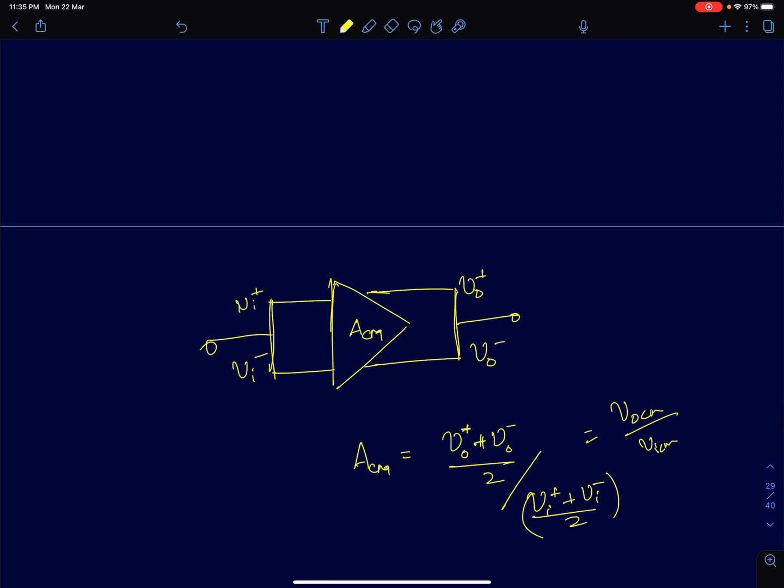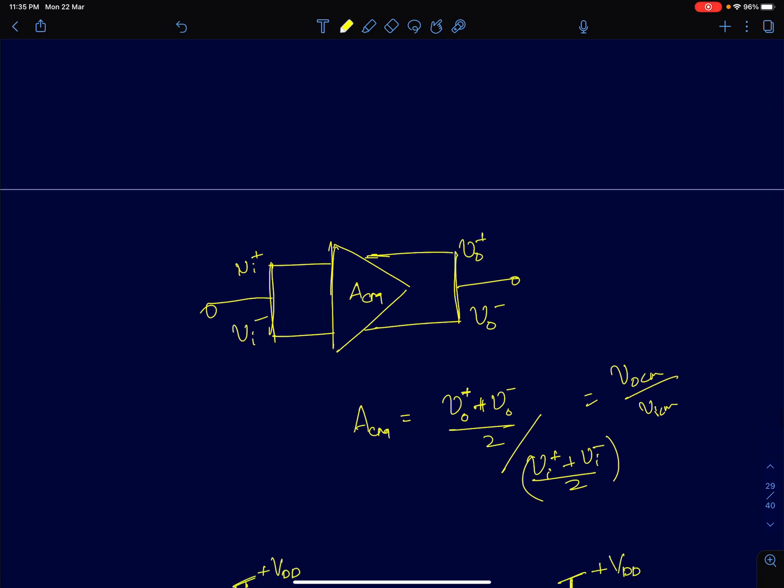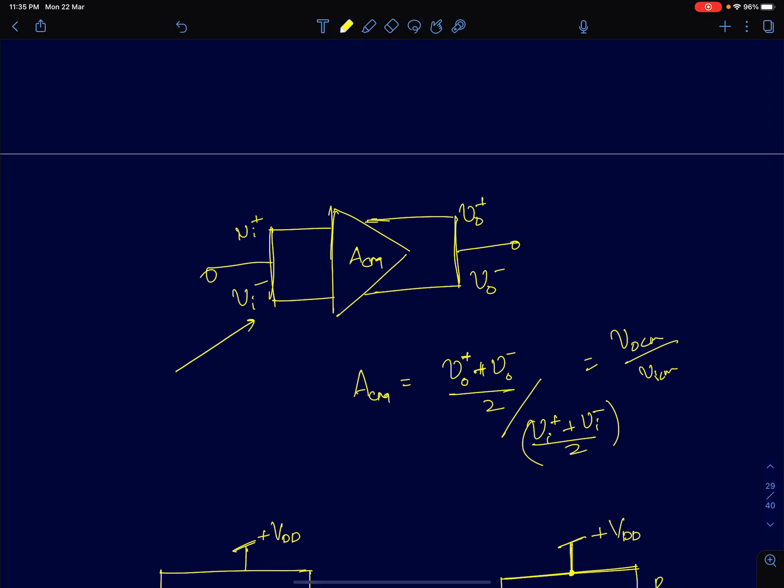Now we will try to similarly develop the same idea for finding the half circuits for common mode inputs. The method of finding common mode: I'm going to apply the same inputs at both the terminals, and then short circuit the output, or it's equivalent to short circuiting it because both the inputs are going to change in the same way. I'm just going to find the average value of the outputs. That should be equal to VOCM by VICM, which will give me my common mode gain.